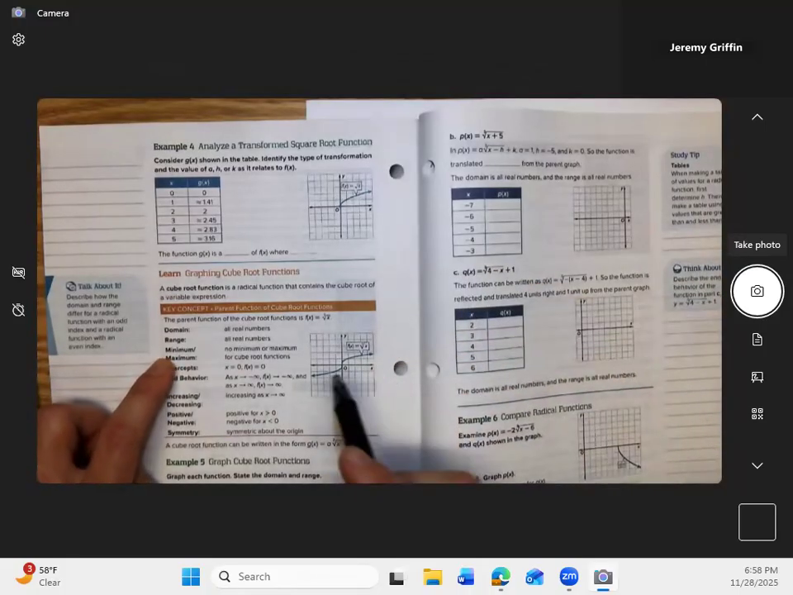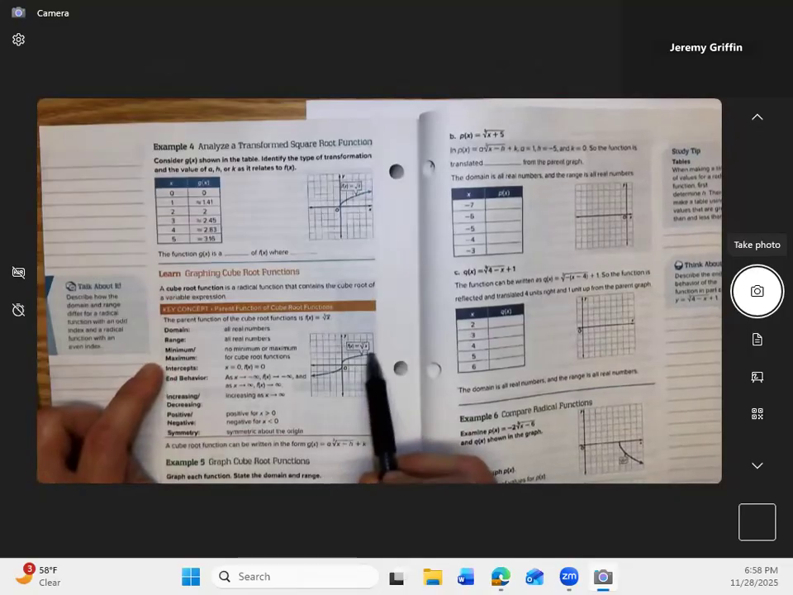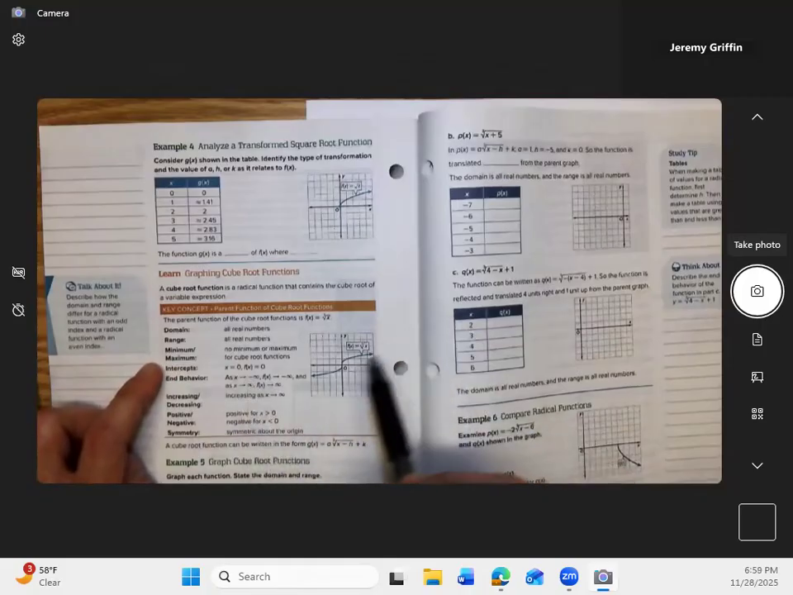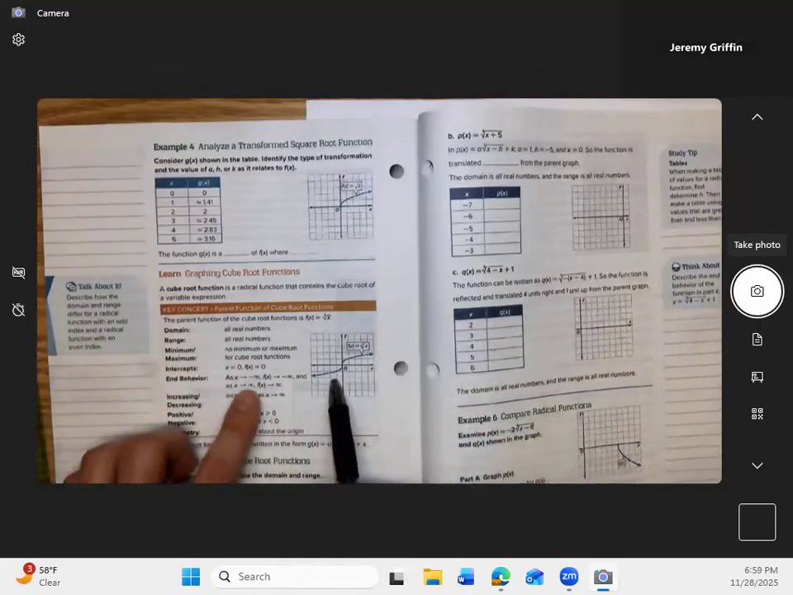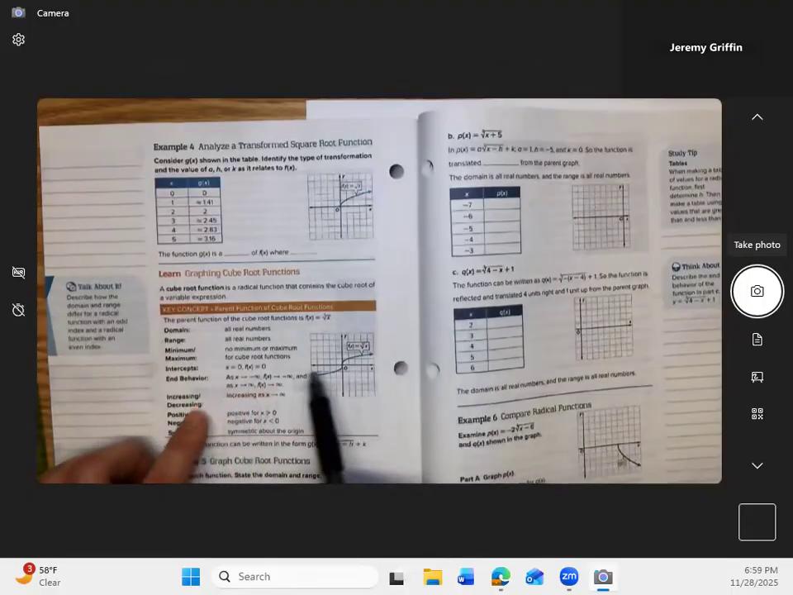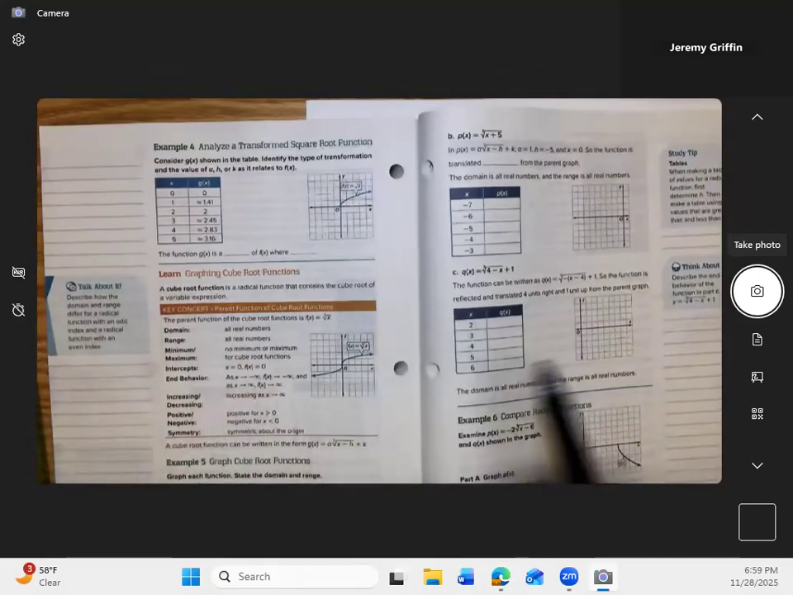Max or minimum? Well, there is no absolute max or minimum, or relative for that matter, because it never curves around and comes back up. It just keeps going down to the left forever and up to the right forever. End behavior: as x approaches infinity, f of x approaches infinity, and as x approaches negative infinity, f of x approaches negative infinity. Now, it does have a certain kind of symmetry, though.